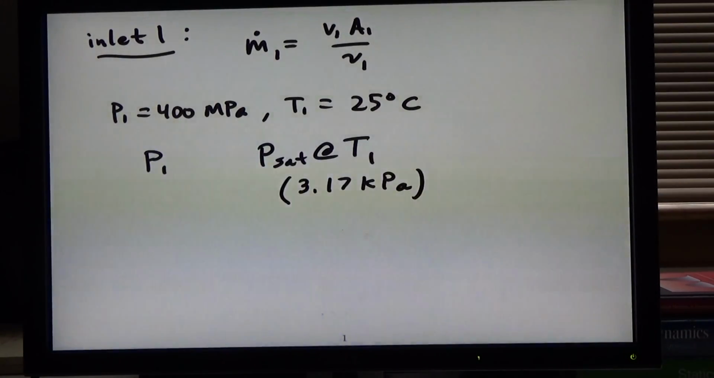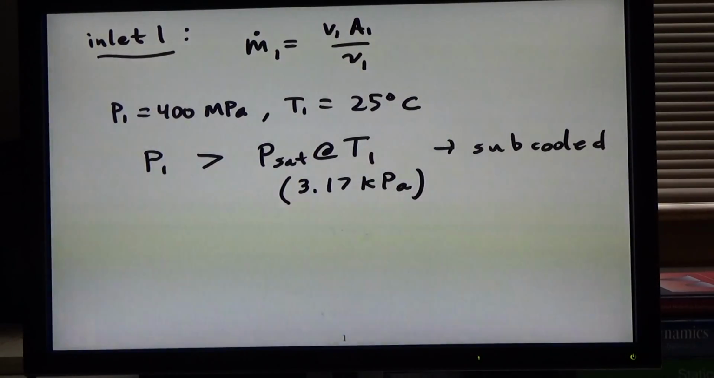And then obviously our pressure, 400 megapascal, is much higher than the saturation pressure at our given temperature. So in this case, if your pressure is higher than the saturation pressure, that means that we have a subcooled liquid. So the state at the inlet is a subcooled liquid.